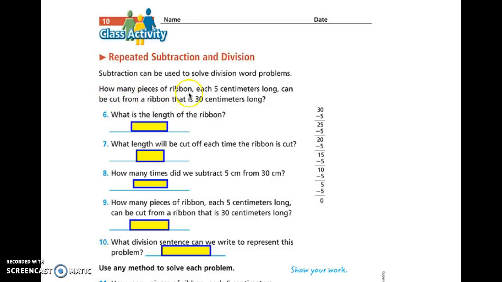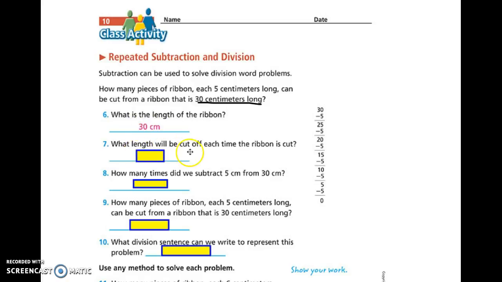It says how many pieces of ribbon, each 5 centimeters long, can be cut from a ribbon that is 30 centimeters long? Let me read that one more time. How many pieces of ribbon, each 5 centimeters long, can be cut from a ribbon that is 30 centimeters long? So the first question is, what is the length of the ribbon? Well, if I go back to the problem, it says right here that the ribbon is 30 centimeters long. Okay, the first one should be 30 centimeters long.